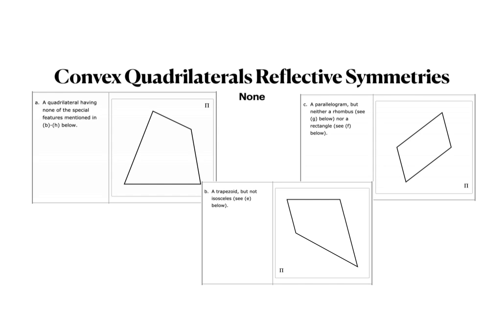So in EMF, we look at different kinds of quadrilaterals based upon the number of reflective symmetries they have. In the first category, these quadrilaterals have no lines of reflective symmetry. A quadrilateral having none of the special features mentioned on the previous page has no lines of reflective symmetry. A parallelogram that is neither a rhombus nor a rectangle has no lines of reflective symmetry. A trapezoid, but not an isosceles trapezoid, has no lines of reflective symmetry.